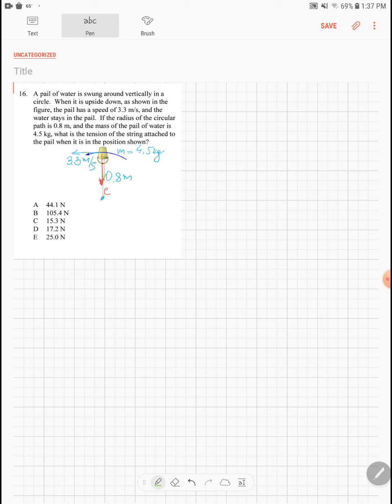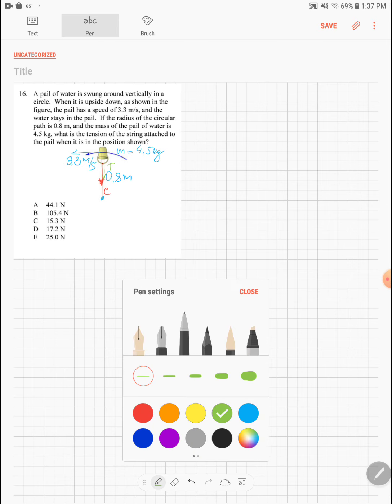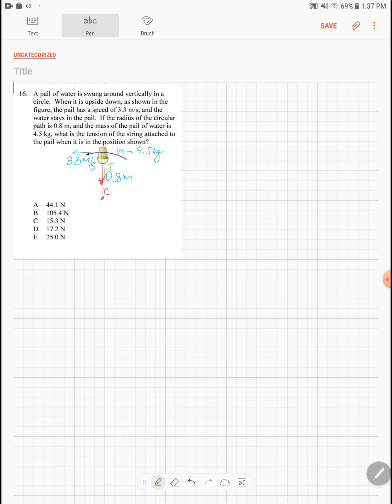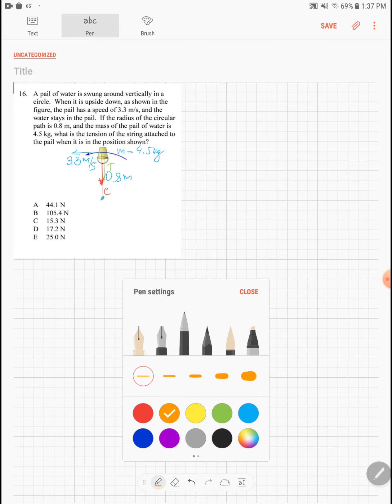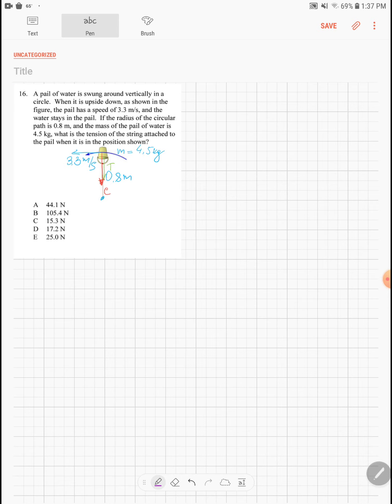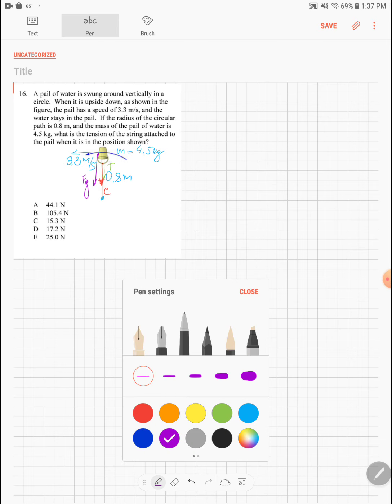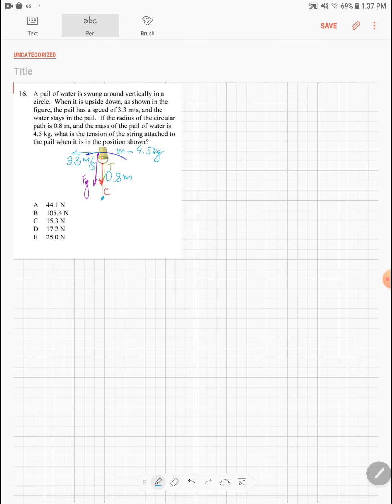So there is a force of the tension of the string. We will denote it by T. There is a force of gravity which also acts on this bucket. The force of gravity is also directed downward in our figure over here. So both forces, the force of gravity and the force of the string tension, have the same direction as the centripetal axis.